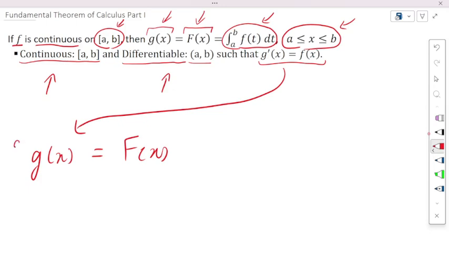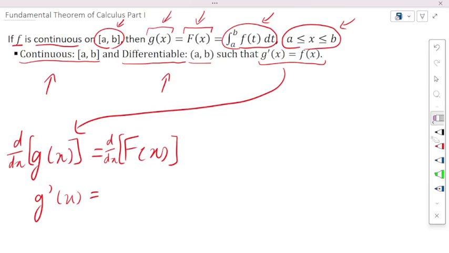with respect to x, we will have g prime of x equals, and because we're taking the derivative of capital F of x, it will go back down to small f of x. You could also write it as f prime of x, or capital F prime of x, but we normally represent it as small f of x.